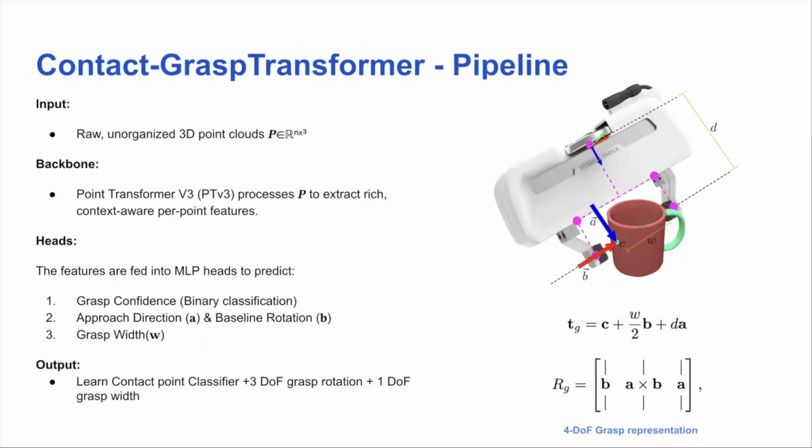So the grasp transformer, after passing through the backbone, will go through its output heads, which are 1-by-1 convolutions. It will predict the probability of a grasp at the contact point and also produce 2 vectors for the gripper's orientation and also the gripper's width.